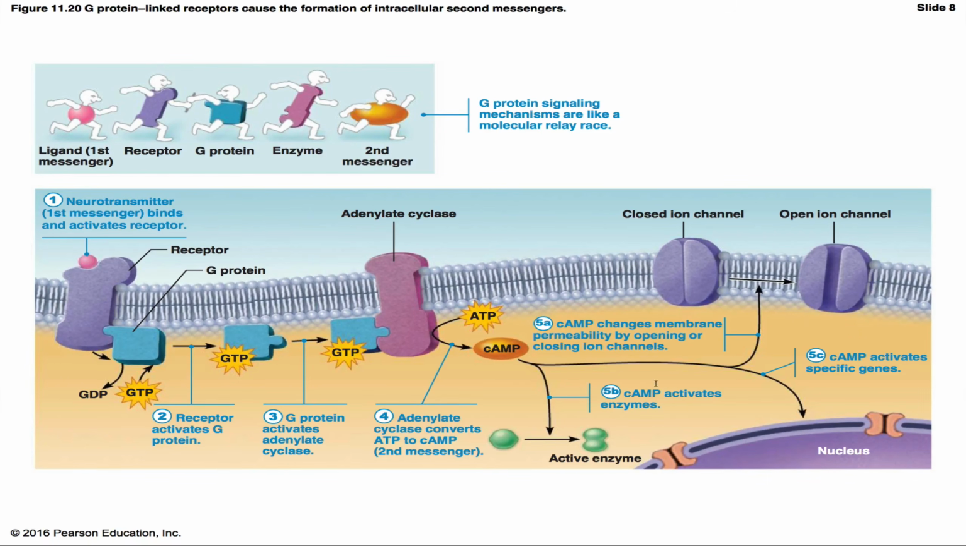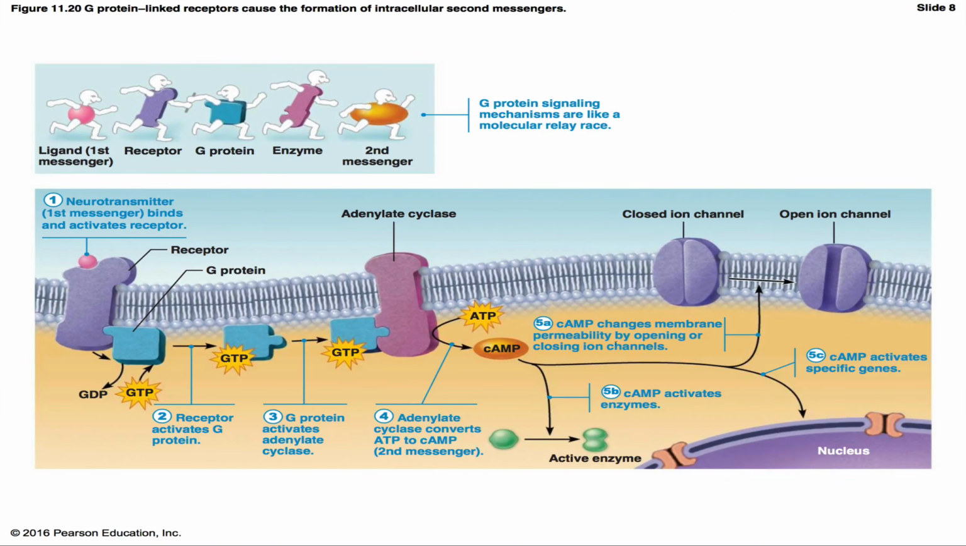Now, when we go to the second step, part B, the other thing that cyclic AMP can do is that it could activate enzymes. And usually these are protein kinase enzymes. Protein kinase enzymes will add a phosphate to the protein, which activates the protein. And the third thing that cyclic AMP will do is that it'll go to the nucleus where it activates specific genes, which end up making new proteins. So that's it for these steps. Again, it looks more complicated than it actually is.